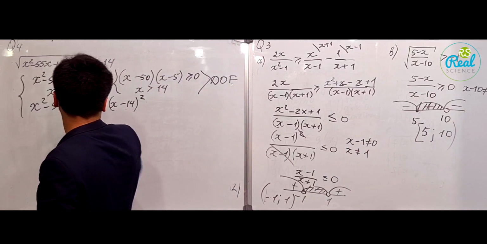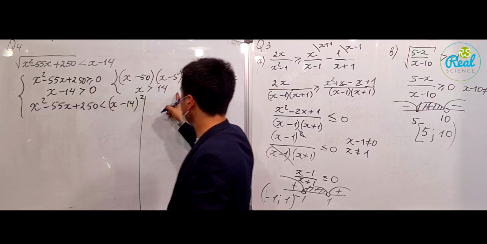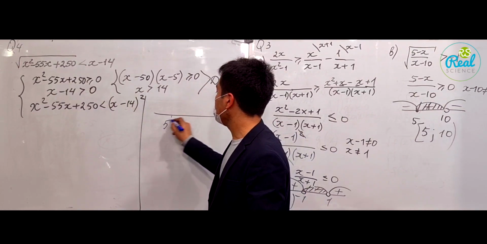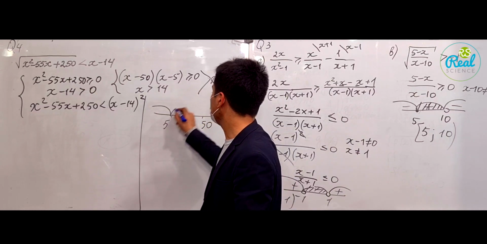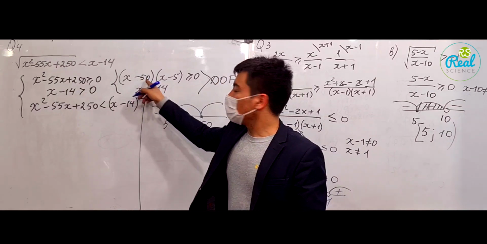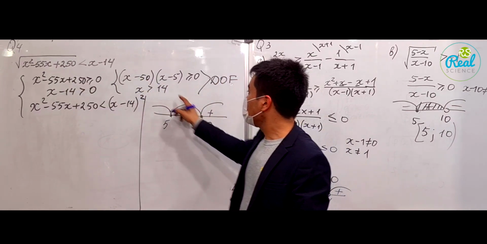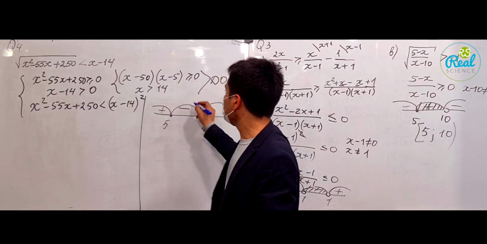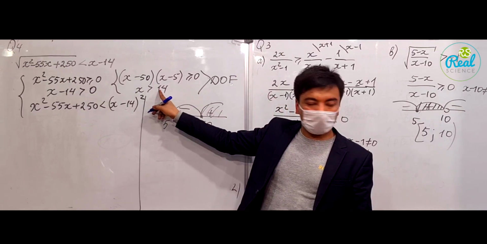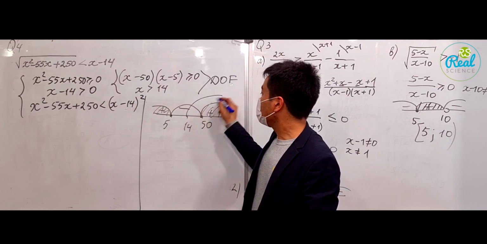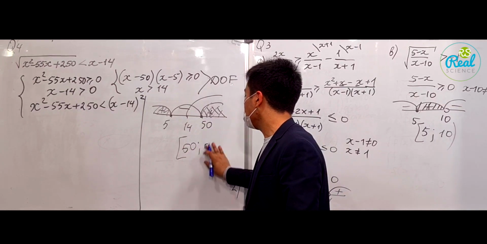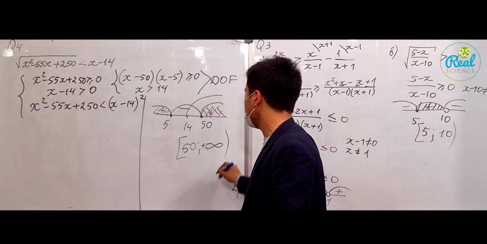Let's solve this to this side. So when you draw the number line, 5 and 50 are both shaded. And 51, if you put it here, positive and negative, positive. We need positive. But x must be greater than 14. Intersection. This is the domain, from 15 up to positive infinity.